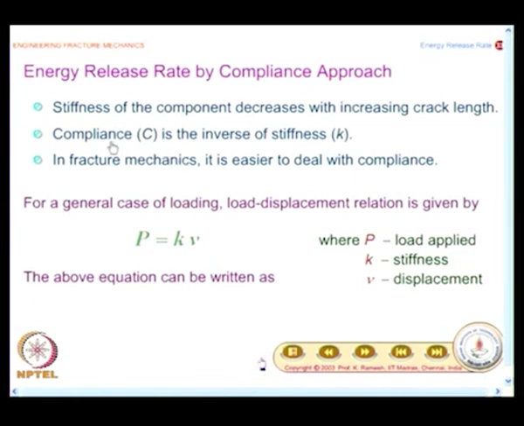We have already seen compliance is inverse of stiffness. So, when you substitute for K, I would get the expression V equal to Cp.